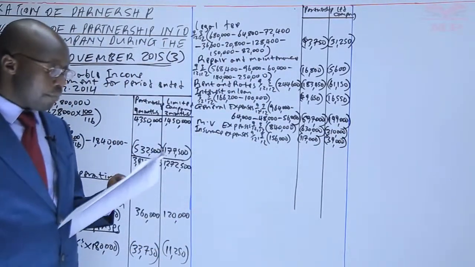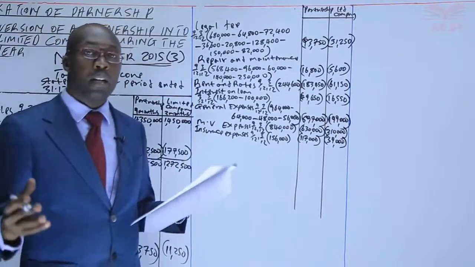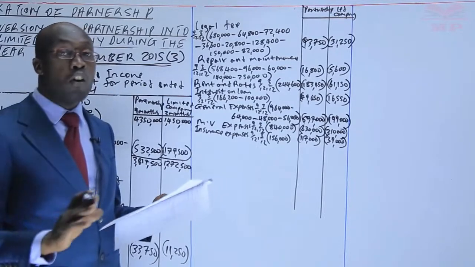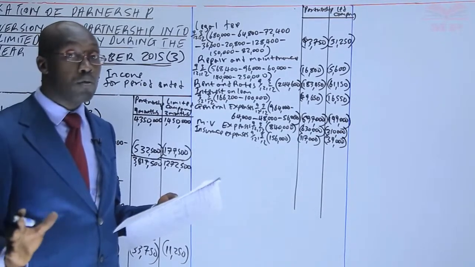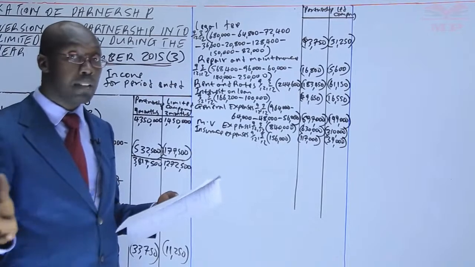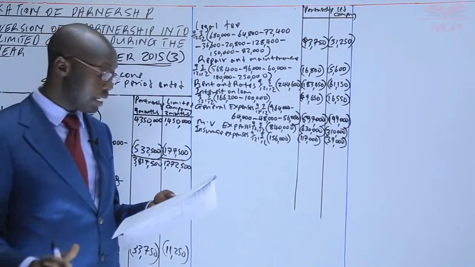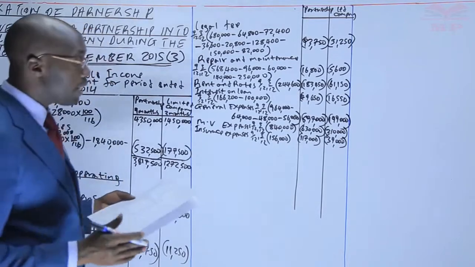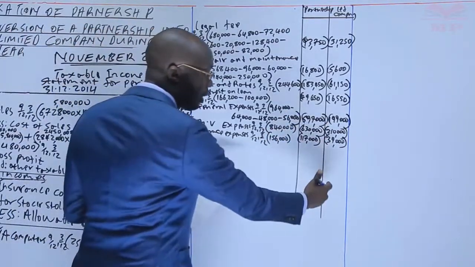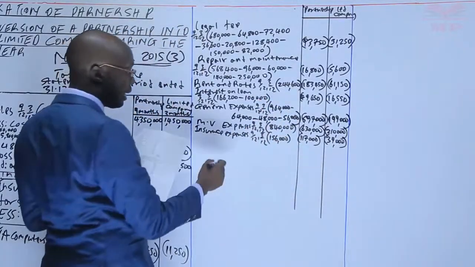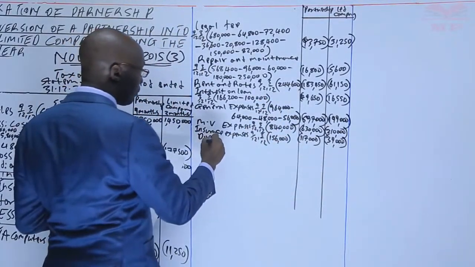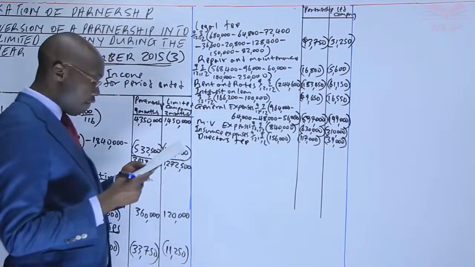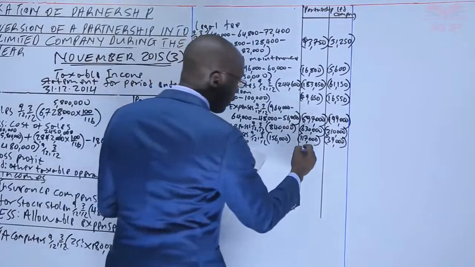After that, we have preliminary expenses. We said preliminary expenses are expenses incurred before you start the business. All these expenses are not supposed to be allowable. Before you start, preliminary, before, we don't allow them, we said. The other one is director's fee. Director's fee is allowable, but it only relates to the limited company. That's what we said. Only company has directors. So director's fee, which we have 600,000. So the whole of it comes here.